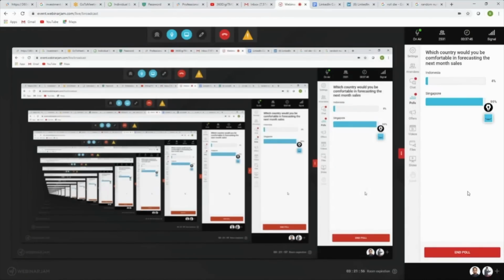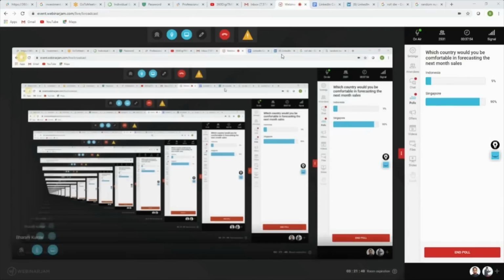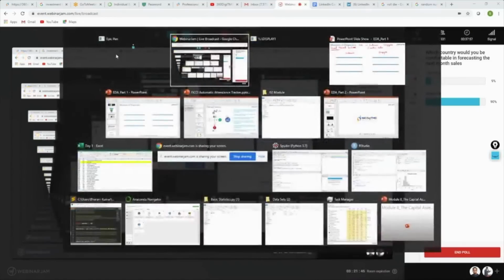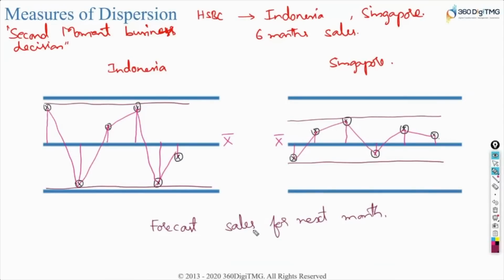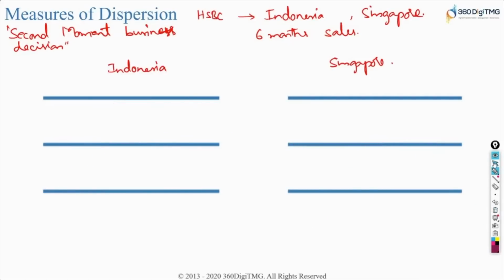Wonderful. 90% of y'all are getting it right. Absolutely, friends. You would be more comfortable in forecasting the sales where the dispersion is less, variation is less. Less the variation or the dispersion, better will be your predictions or forecasting that you perform. Wonderful. Good. I appreciate this part.